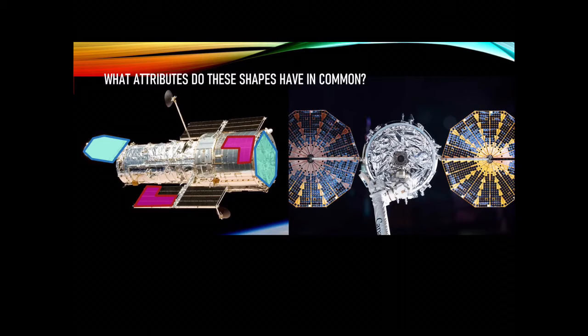I found some shapes on the Hubble telescope. What do all of these shapes have in common?